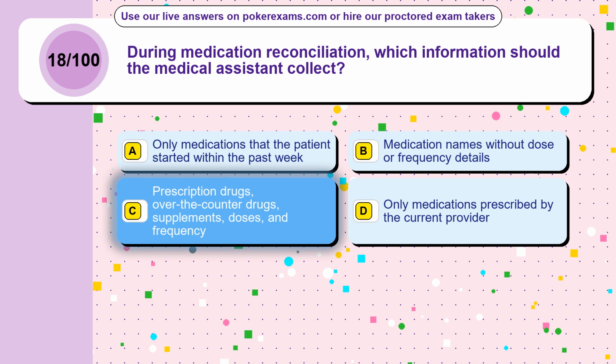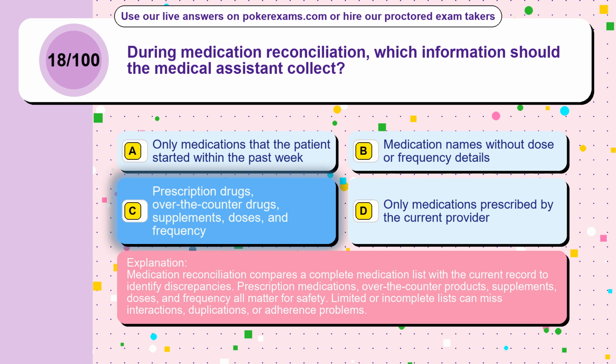The correct answer is option C. Prescription drugs, over-the-counter drugs, supplements, doses, and frequency. Medication reconciliation compares a complete medication list with the current record to identify discrepancies. Prescription medications, over-the-counter products, supplements, doses, and frequency all matter for safety. Limited or incomplete lists can miss interactions, duplications, or adherence problems.